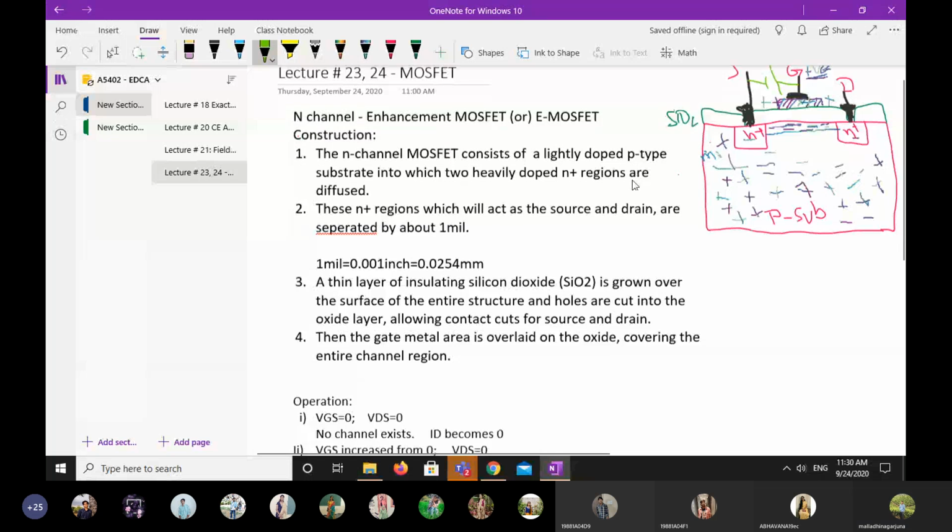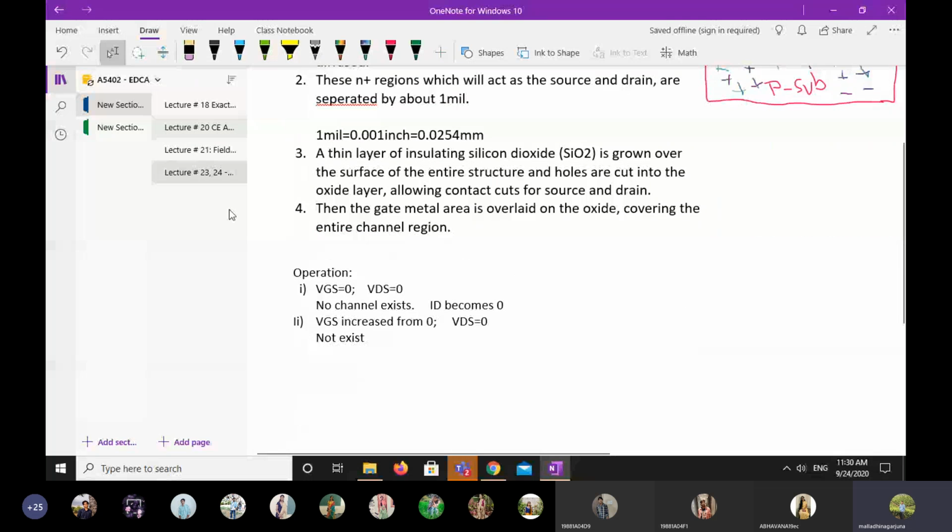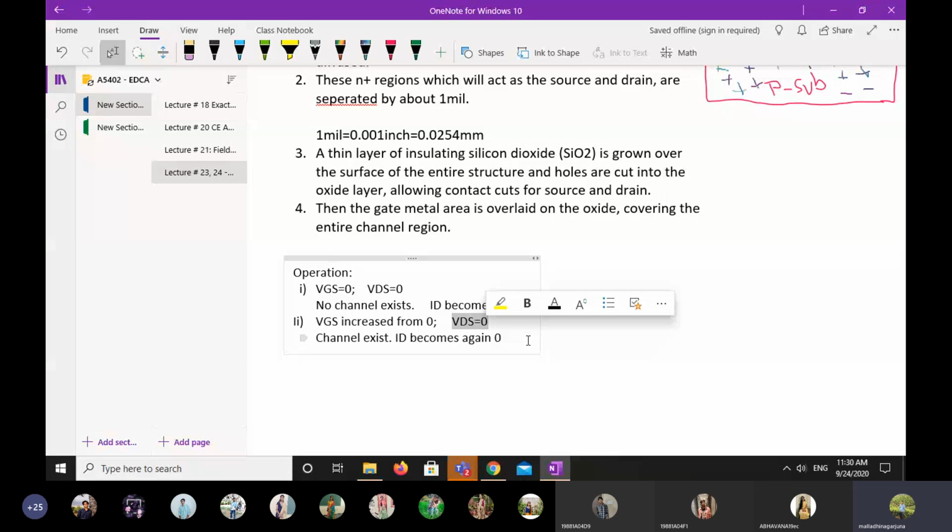So here, when the VGS is increased from 0, yes, the channel exists. But now ID becomes 0 again. Why? Because you are not applying the output voltage. You are only creating a channel. You just create a channel, so the electrons are ready. Now they are capable of traveling from source to drain. The electrons are all ready, but you are not applying the output voltage.